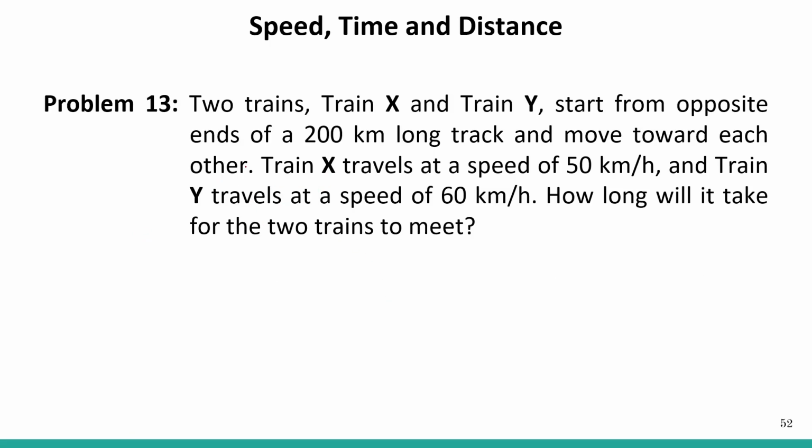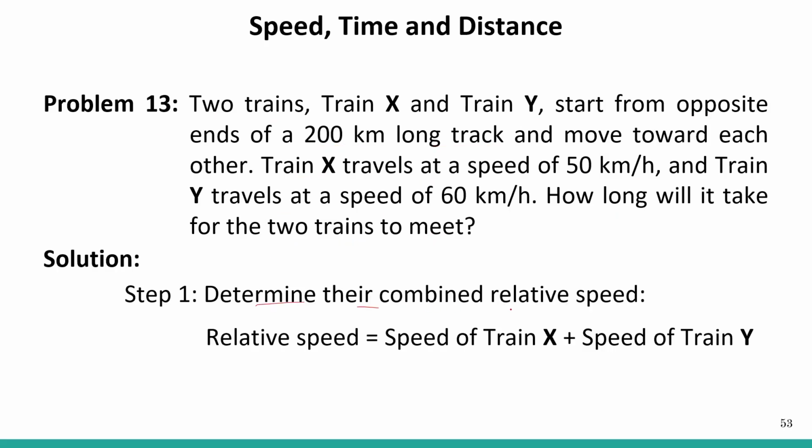Okay, so let's see problem number 13. Two trains, train X and train Y, start from opposite ends of a 200 kilometer long track and move toward each other. Train X travels at a speed of 50 km per hour and train Y travels at a speed of 60 km per hour. So how long will it take for the two trains to actually meet?